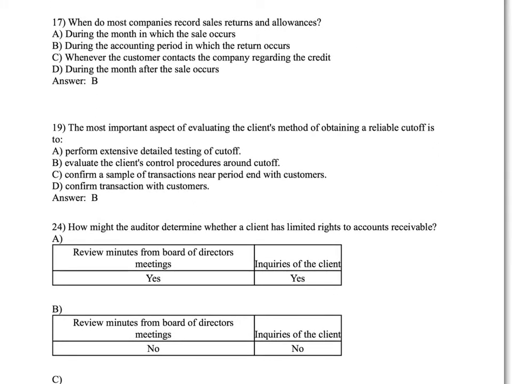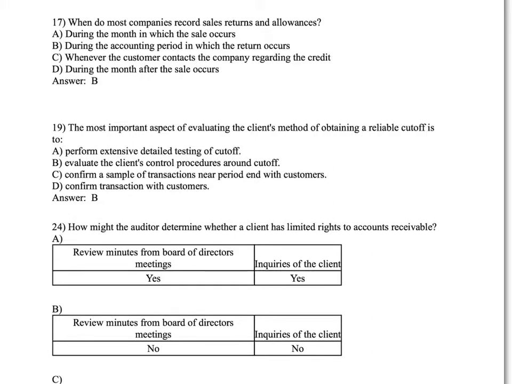Number 17, when do most companies record sales returns and allowances? It should be recorded during the accounting period in which the sale, the return has occurred. This is when you record those sales returns. But the allowance, this is a little bit worded funny, because the allowance should be recorded in the period in which the sale occurred. So you're recording the reduction of the sale against the sales return and the allowance when the return occurs. But please remember, when you're booking the allowance for these sales returns, you would book it in the period that the sale occurred.